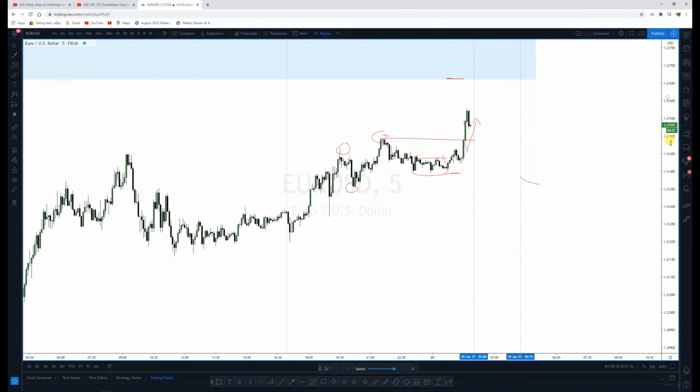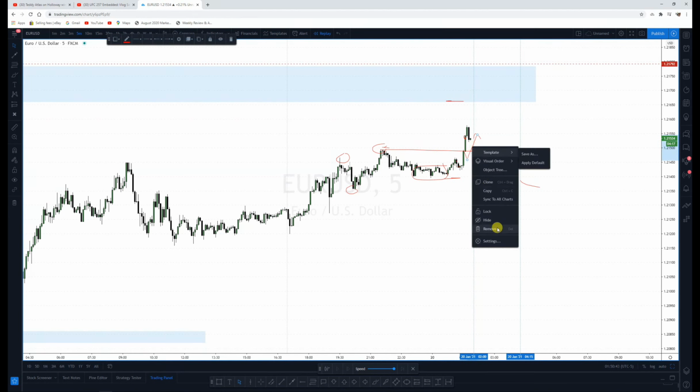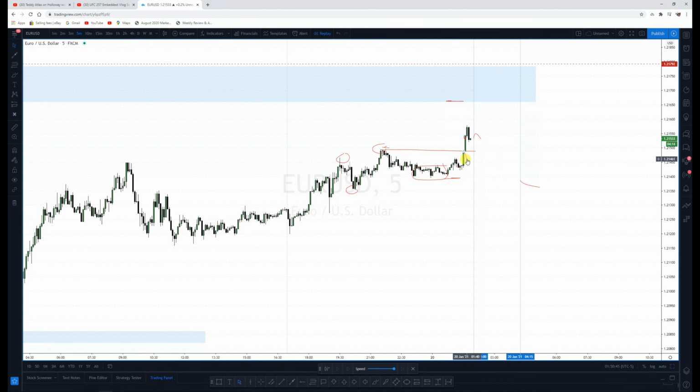I do think we're gonna go up into this level, and then eventually maybe 1.2180s. But yeah, I'm just happy with the overall trade execution. Could have been a little bit better. Maybe left a runner, but it is what it is. Just got impatient on the first entry, and yeah.